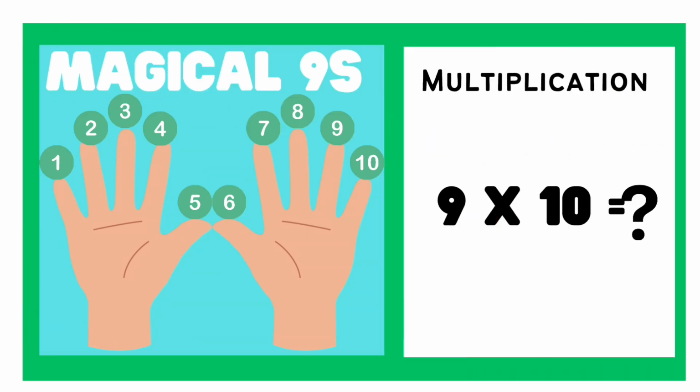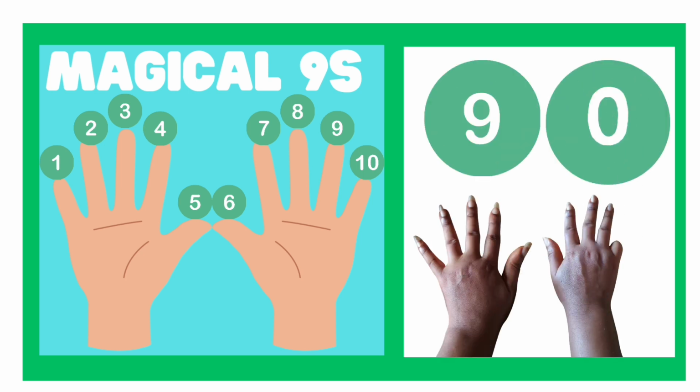9 times 10. Now let's hide our 10th finger. How many fingers can you see before finger 10? We have 9 fingers. How many fingers can you see after finger 10? We have 0 fingers. 9 times 10 is 90.